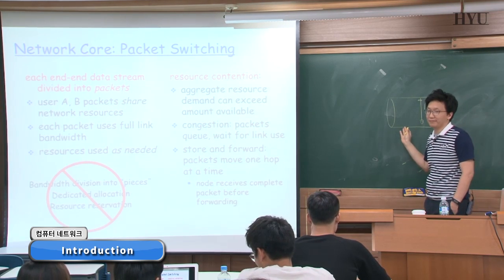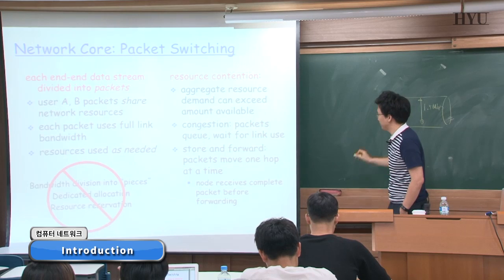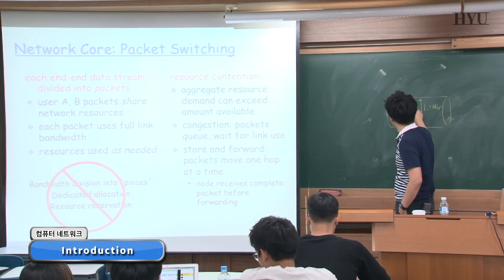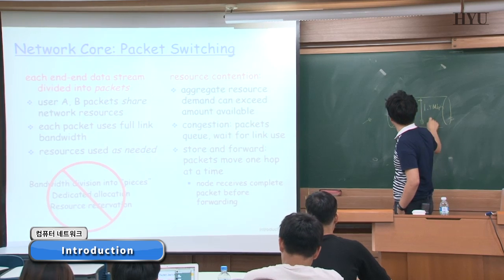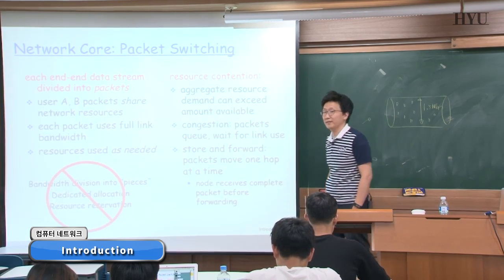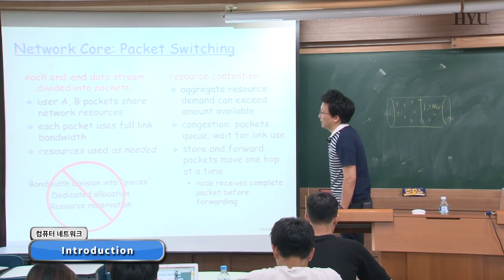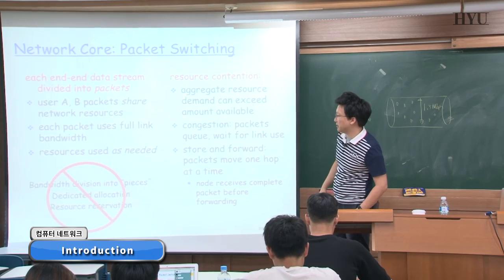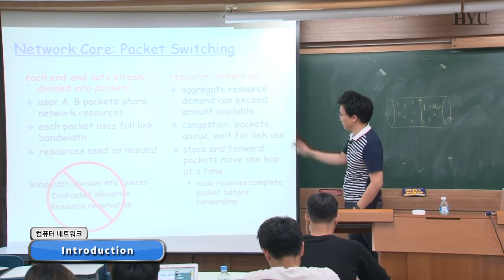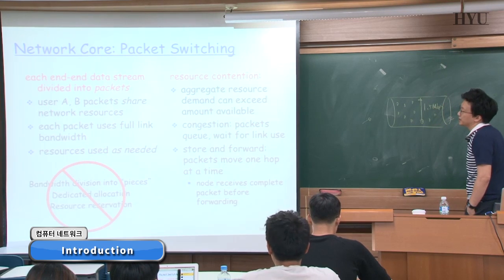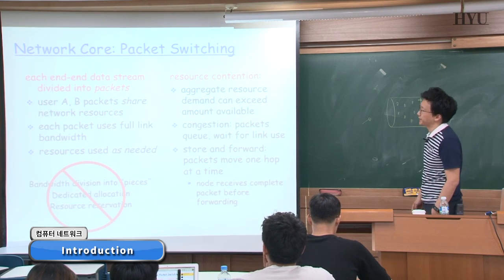For example, we start throwing in a chunk. Things are floating in this chunk. Resources are used as needed. Bandwidth is not divided into dedicated pieces. Oh, that's okay. With resource contention, the aggregate resource demand can exceed the amount available.